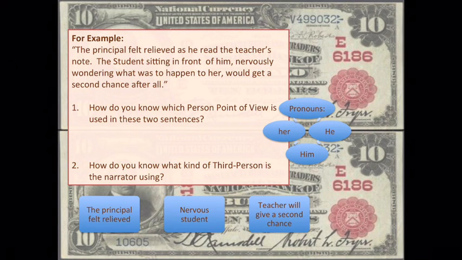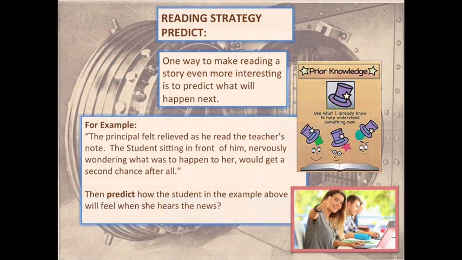Question number 1. How do you know which person point of view is used in these sentences? It is third-person point of view because third-person pronouns are used. Question number 2. How do you know what kind of narrator is being used? It is omniscient because the narrator knows what each character thinks and feels.